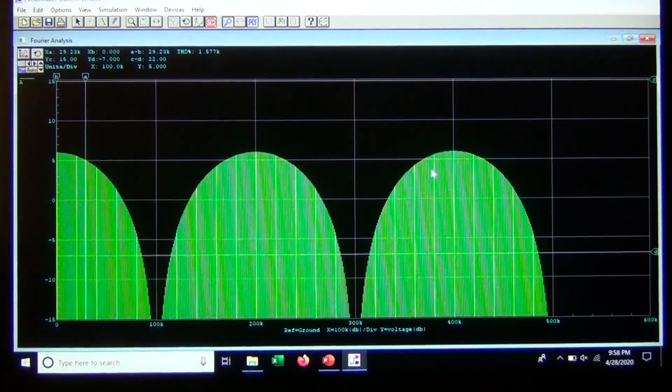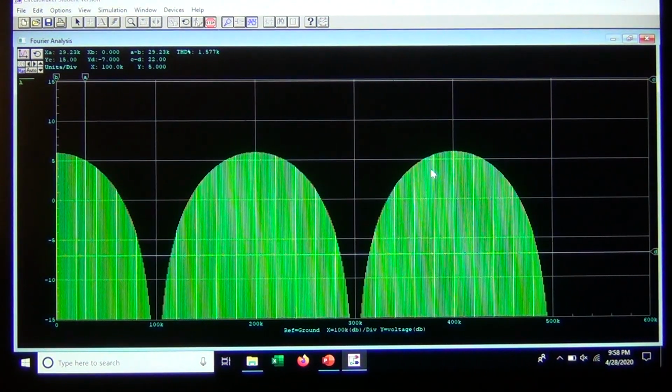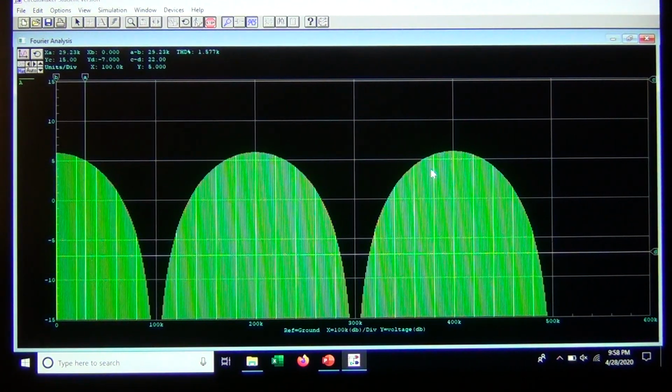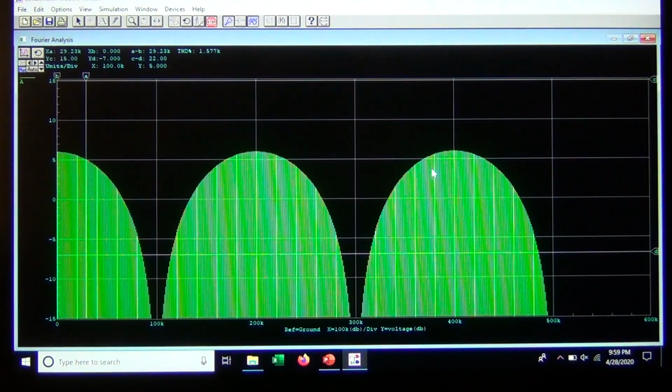So if you learn Fourier analysis and Fourier transforms, you could mathematically calculate these things and plot them. This CircuitMaker simulation program does that for you. And again, if we use the spectrum analyzer, which is a radio receiver, we could see the same thing. So that's it for this experiment.